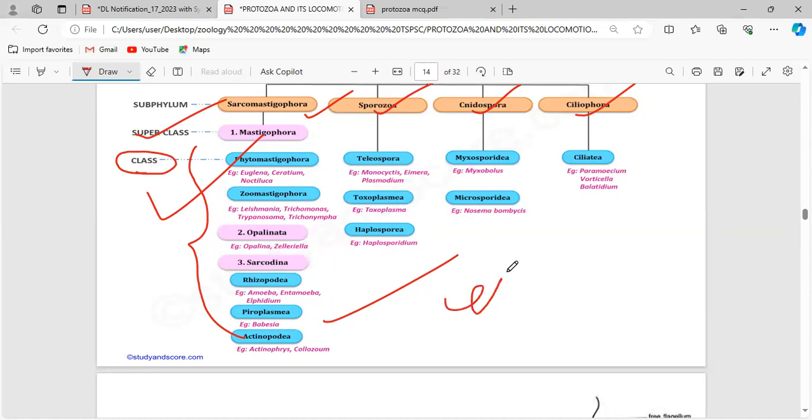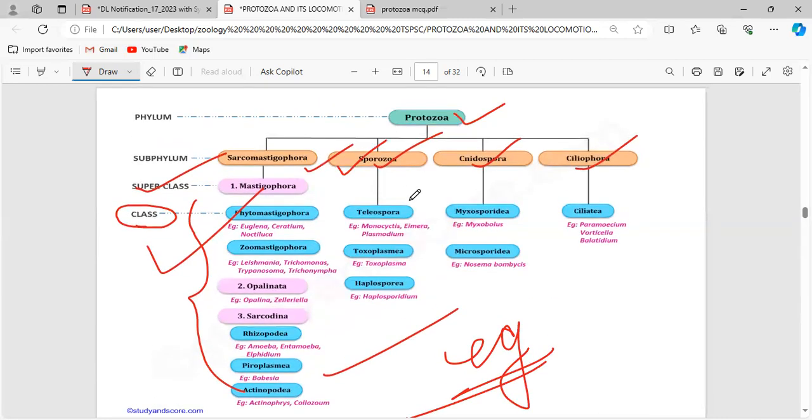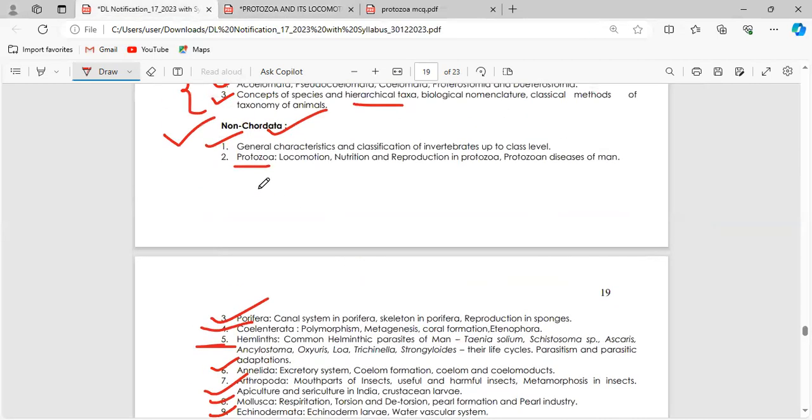And the most important thing is example is an important thing. For example, the best example for Sporozoa is Plasmodium. Like this, you have to read for all the phyla. Okay, right. After reading the general characters and classification, only then you have to touch the subtopics given in each phylum. For example, in Protozoa, they have given the locomotion, nutrition, reproduction, protozoan diseases of man.